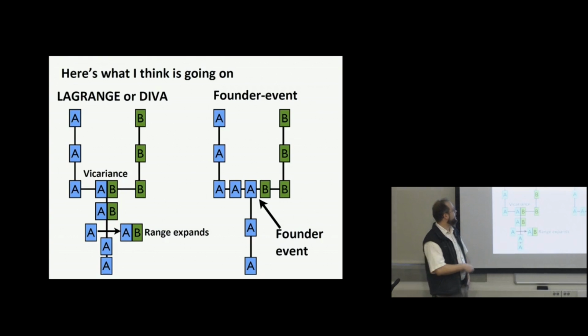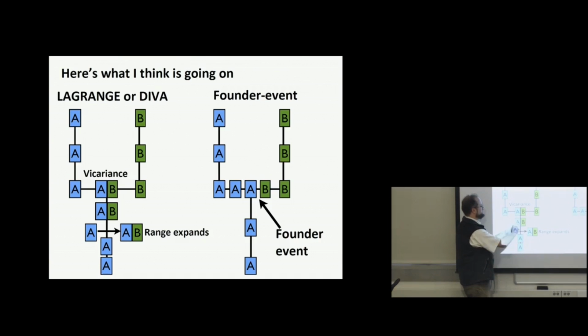All right, so we've got to move. I should explain what I think is going on. Basically, if you are assuming the Lagrange DIVA model, we'll talk about the DIVA model a little bit more in a bit. Basically, you always have to have a range expansion event before you have a vicariance or other event. To get things spread around, you have to postulate some widespread ancestor that then splits up.